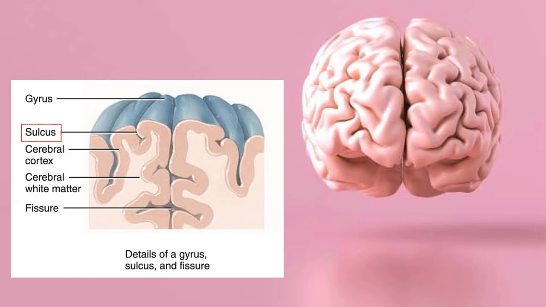Anyway, so the shallower grooves between the folds are called sulcus, or for plural, sulci. And the most prominent fissure, the longitudinal fissure, separates the cerebrum into right and left hemispheres. So the one with the red mark is the left hemisphere. And then the one on the right is the right hemisphere. These hemispheres are connected internally in the center by the corpus callosum.